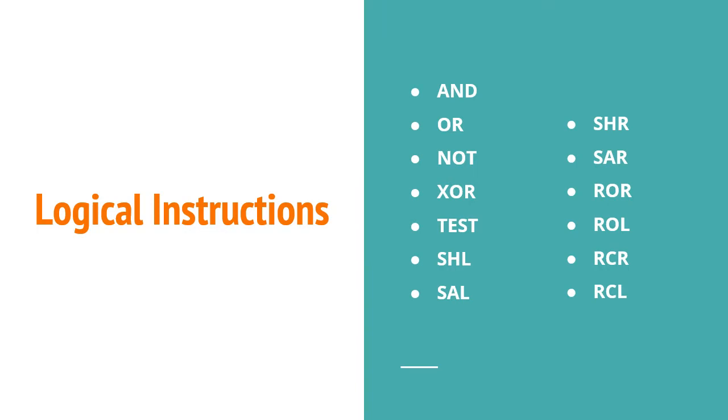Logical instructions. These type of instructions are used for carrying out the bit-by-bit shift, rotate or basic logical operations. All the condition code flags will get affected depending upon the result of the operations. The basic logical operations available with the 8086 instruction set are the AND, OR, NOT, XOR, etc. There are other operations like the test, SHL, SHR, SAR, ROR, ROL, RCR, RCL, etc. The details of these instructions will be covered in the upcoming slides.